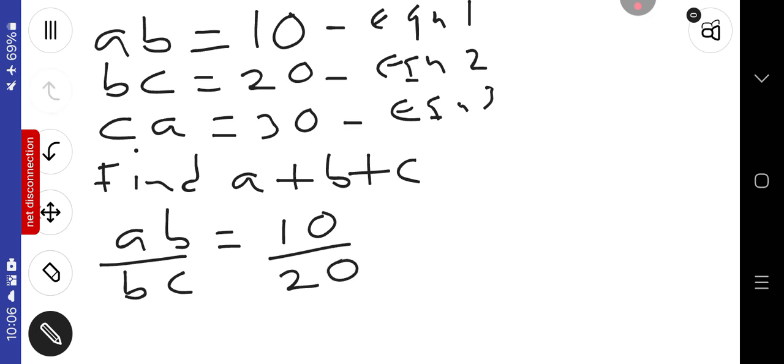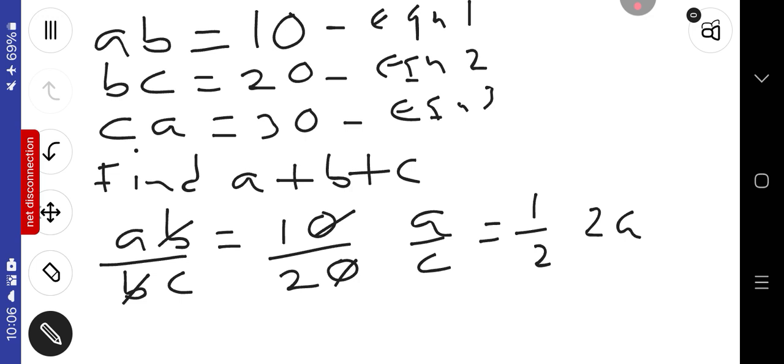Can you see that? So this B will cancel this B. This 0 will cancel this. So you're going to have A over C is equal to 1 over 2. So it means that 2A is equal to C. This means C is equal to 2A. Can you see that?